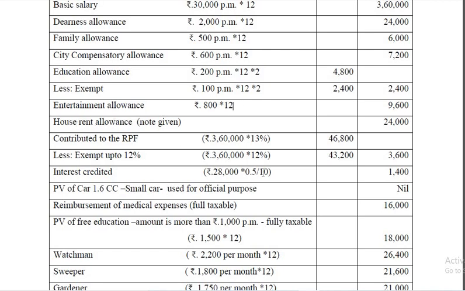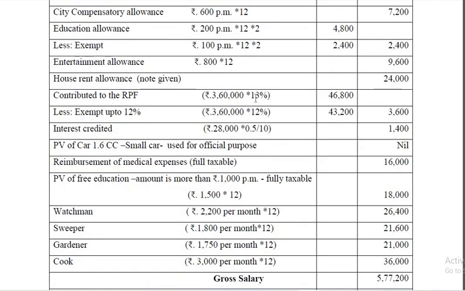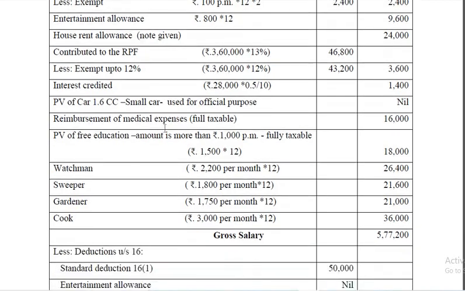Then house rent allowance, so the note is separately given. So already the house rent allowance note is given, nothing is exempt, the entire amount is taxable here. Then contribution to the recognized provident fund. I already told you it is exempt up to 12%, but here 1% is taxable, that comes to 3,600. Interest credited, yes, it is 0.5%. In other words, 10% is equal to 28,000. What is 0.5%? That we have to calculate. That comes to 1,400.